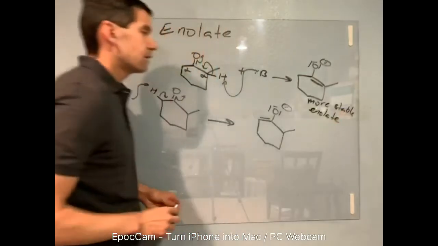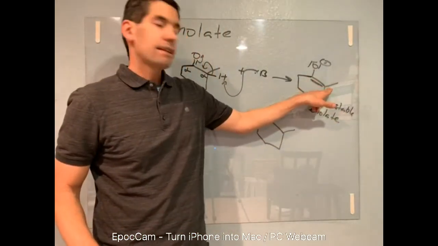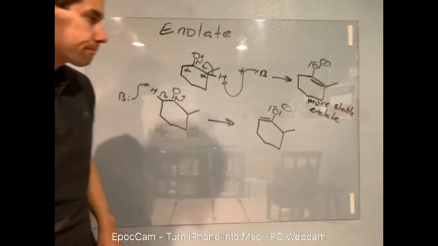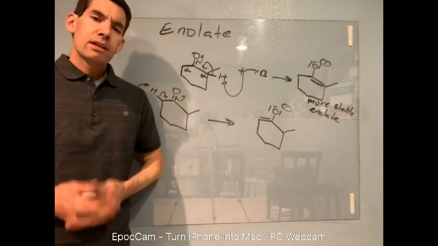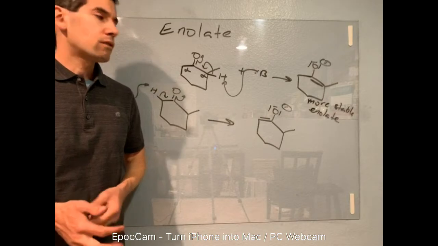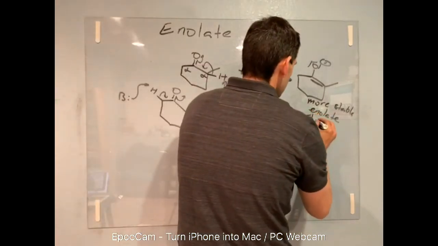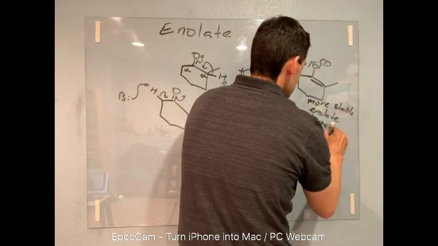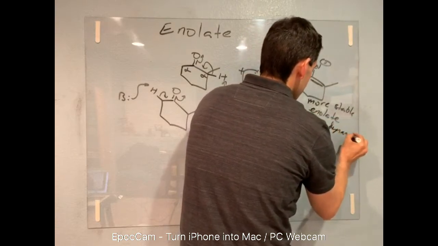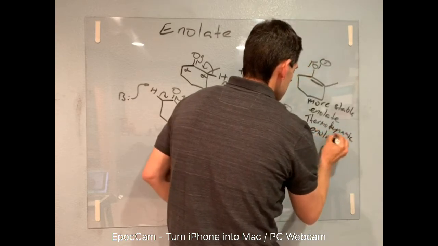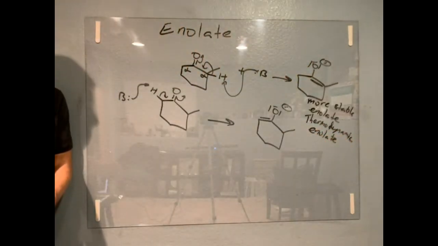Now, even though it's our more stable enolate, they're both going to be reactive. They're both going to make an enolate here. It's going to react with other things, right? So that's our more stable enolate. Now, what's another name we can call our more stable enolate? What's another word for it? It's also known as our thermodynamic enolate. Okay, that's going to be our thermodynamic enolate.